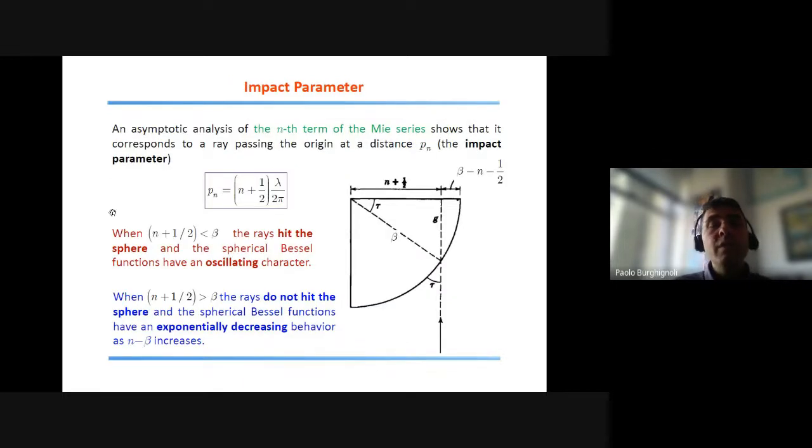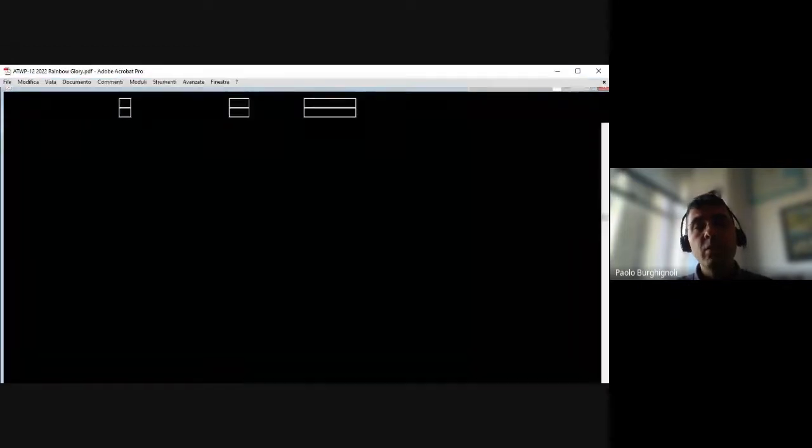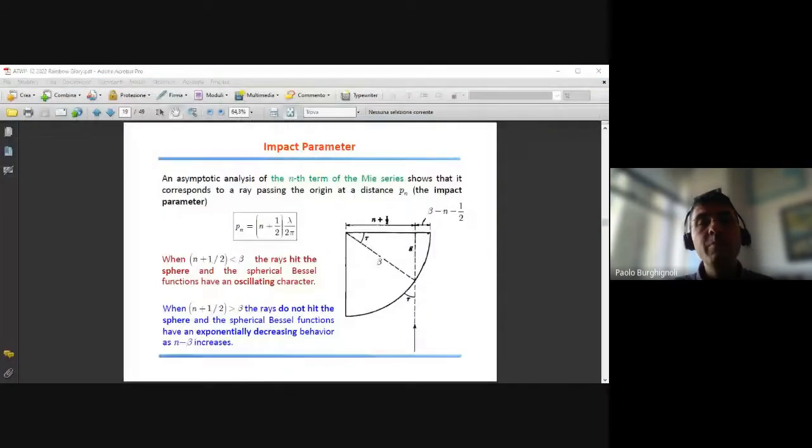Now, an asymptotic analysis of any term of the infinite Mie series shows that this term will give rise to a single ray that passes at a certain distance from the origin, as you can see here in this drawing. The distance from the origin of this ray is known in the literature as the impact parameter.